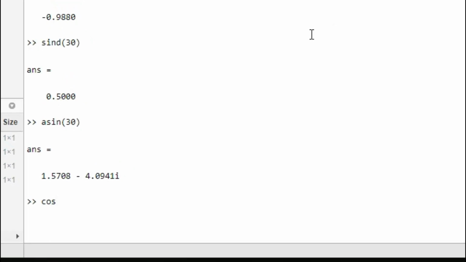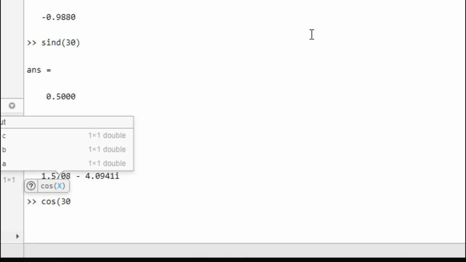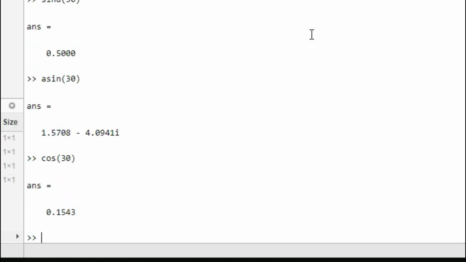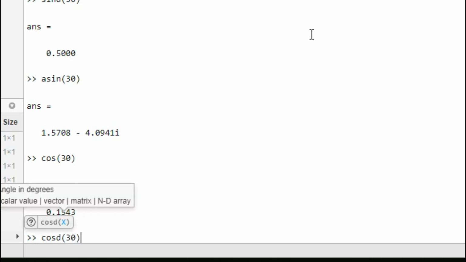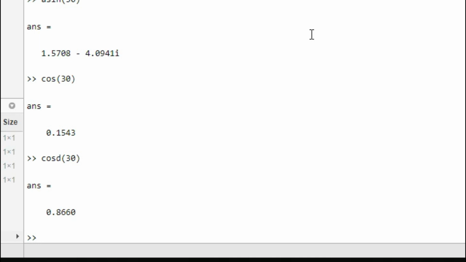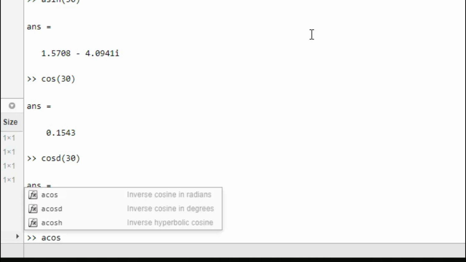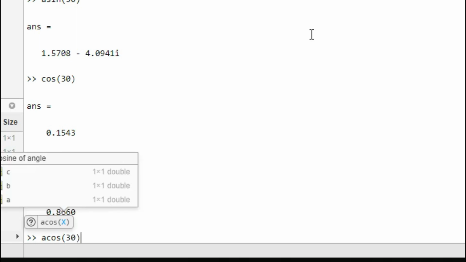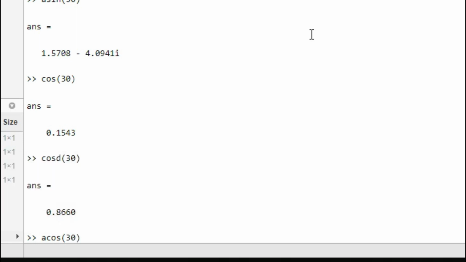So let's try cos 30. So this gives the value of cos 30. So let's try cosd 30. This gives the value of cos 30 degrees. So let's try acos 30. This gives the value of the inverse of cos 30.